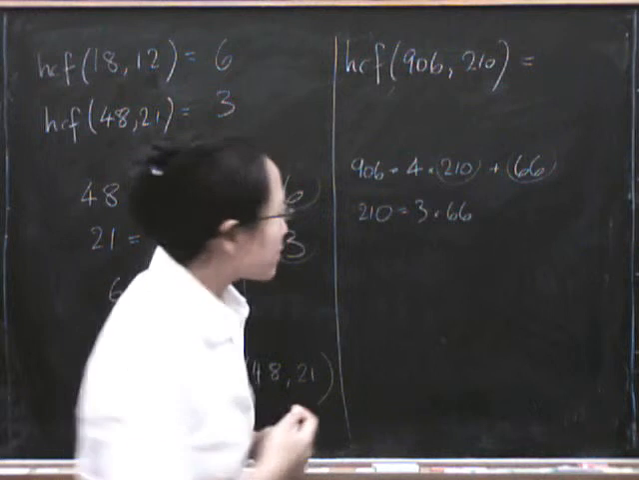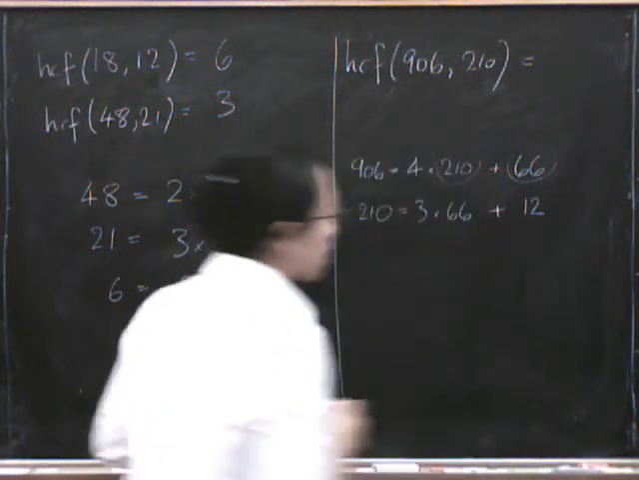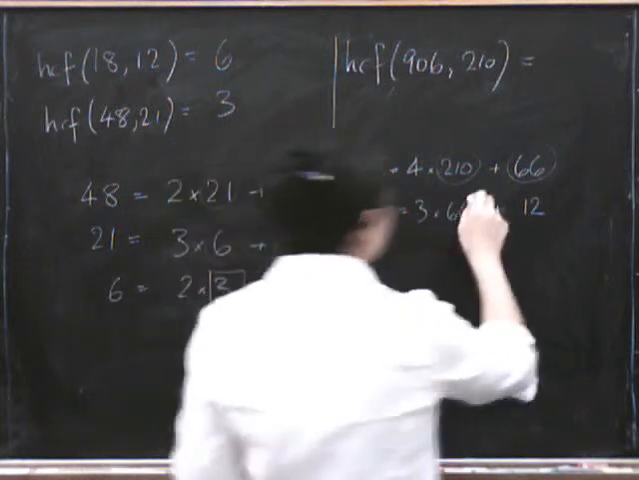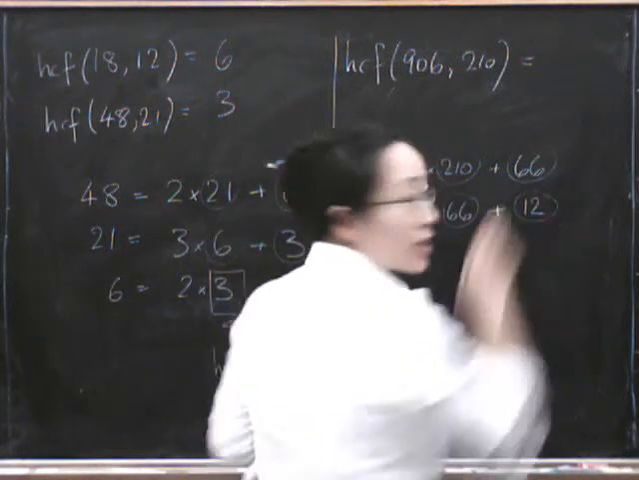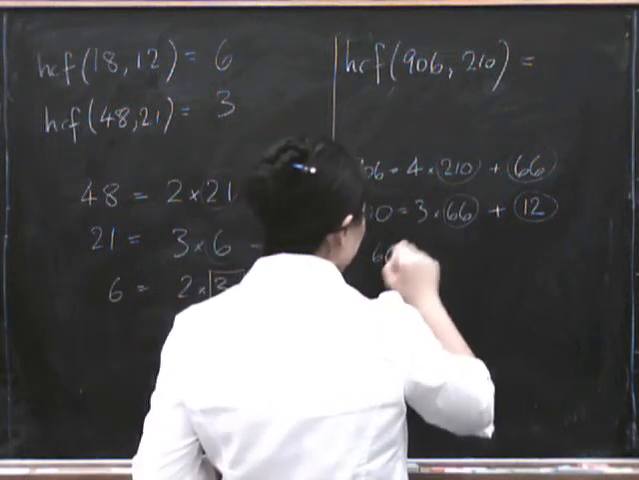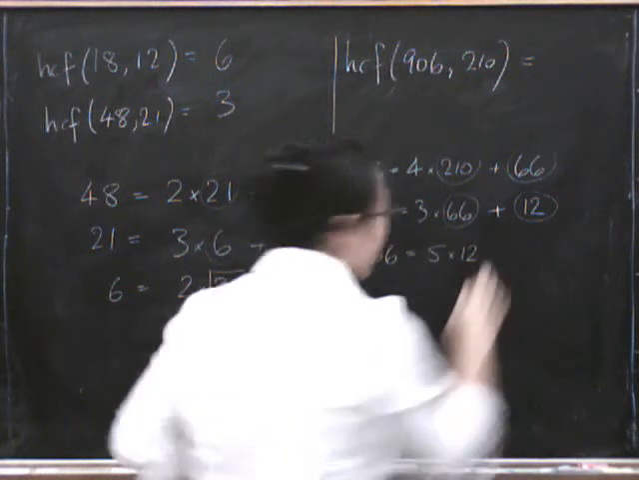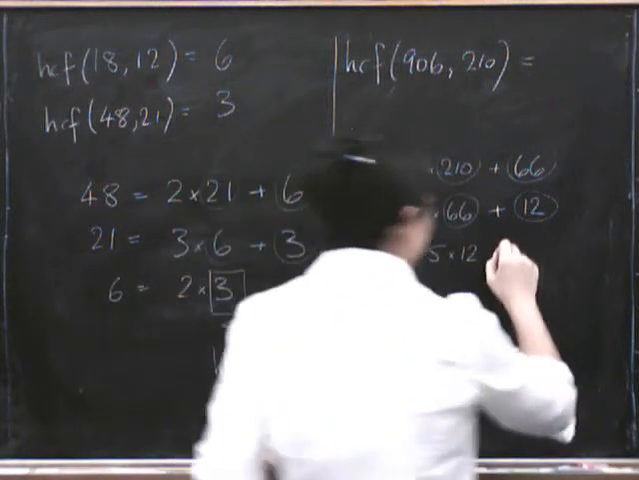So how much is left over? Looks like it's going to be 12. Okay, let's do it again, this time on these two numbers. How many times does 12 go into 66? Well, phew, this is getting a bit easier now, because 5 times 12 is 60, and then there's 6 left over.